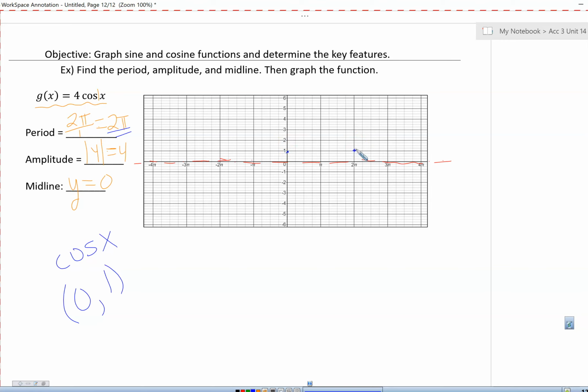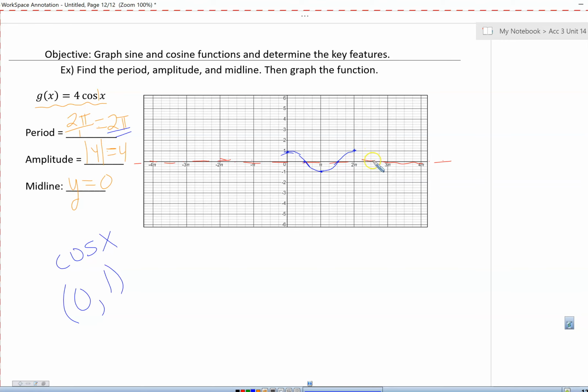Now for cosine, we have to realize halfway between these two relative maximums is a relative minimum, and that would be here. Then halfway between a relative maximum and a minimum for cosine is a midline point, which would be here, and halfway between relative maximum and minimum would be a midline point there. So this is our first cycle for cosine. Then we want to extend that to cover both ends of the graph.